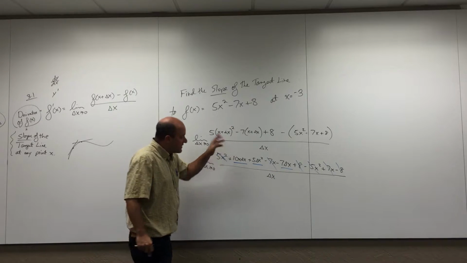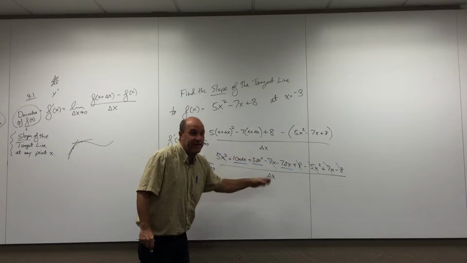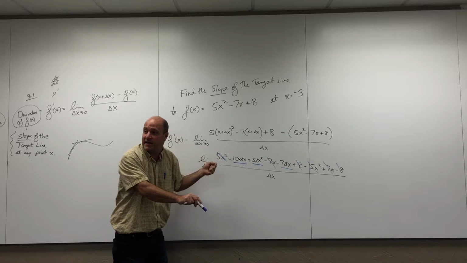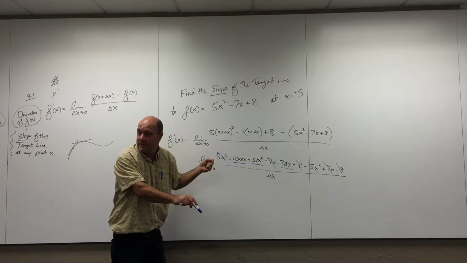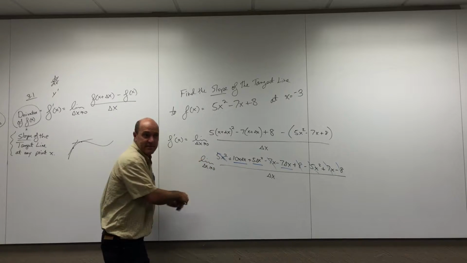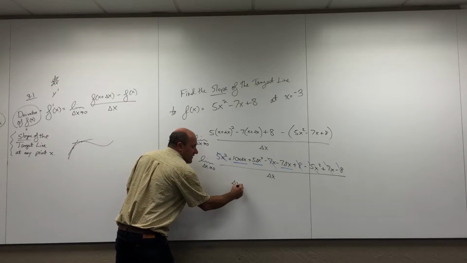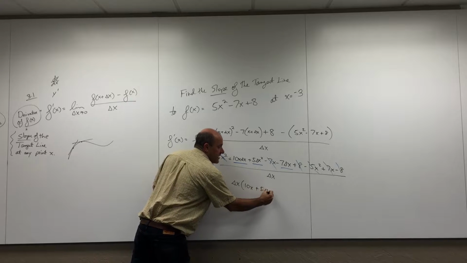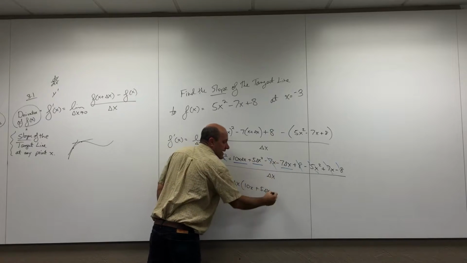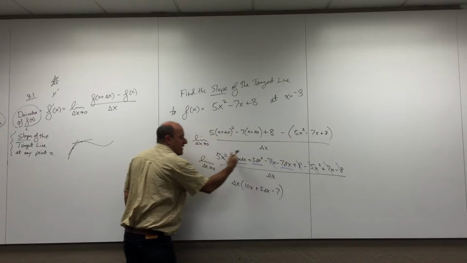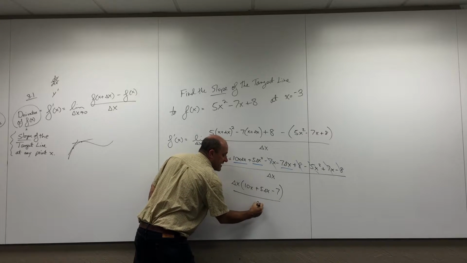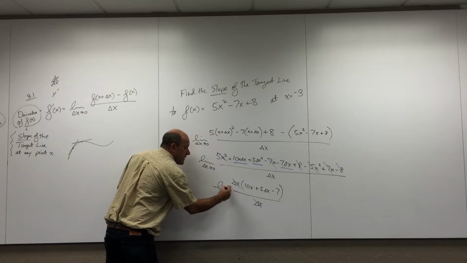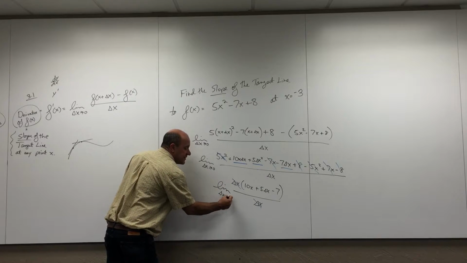You can kill a delta x, or factor or cancel a delta x. The way you do it is you factor it out and then cancel it. You following me? I'll factor it out. I'm left with a 10x plus a 5 delta x, minus a 7. I factored out a delta x, and it's all over this delta x. Now I'll cancel those, and now I'll do the limit as delta x goes to 0.